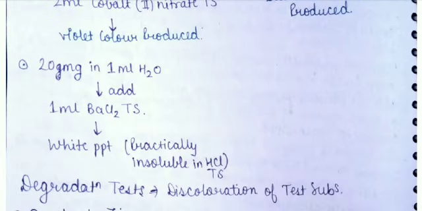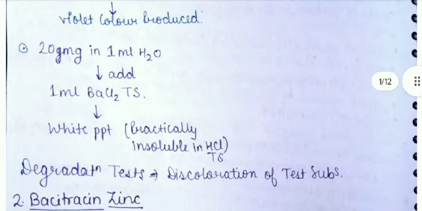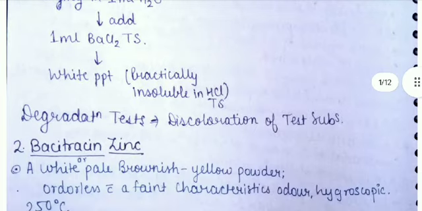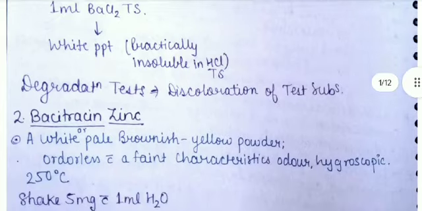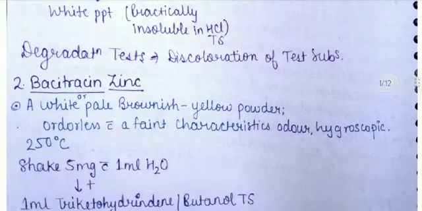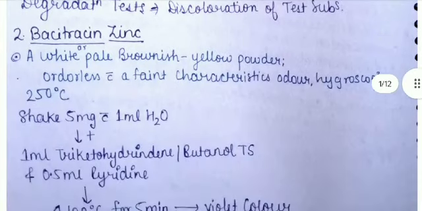Dissolve 20 mg in 1 ml water. We have to add 1 ml barium chloride TS. The white PPT is produced, which is practically insoluble in hydrochloric acid TS. Degradation test: discoloration of test substances. Second is the bacitracin zinc test.